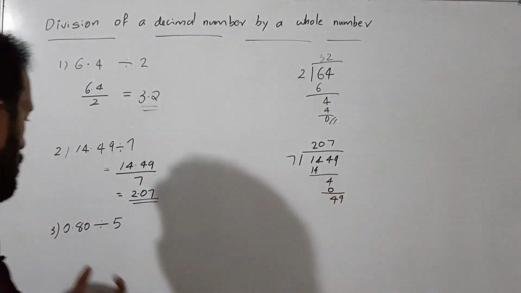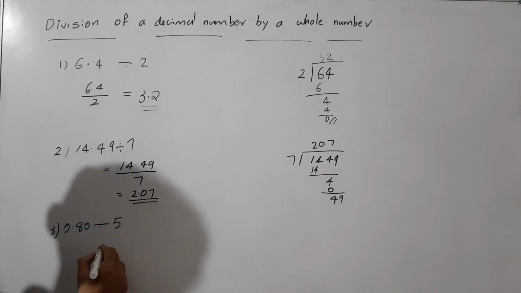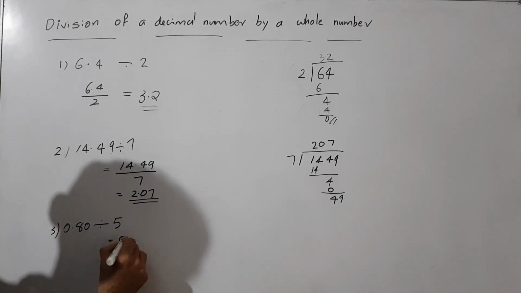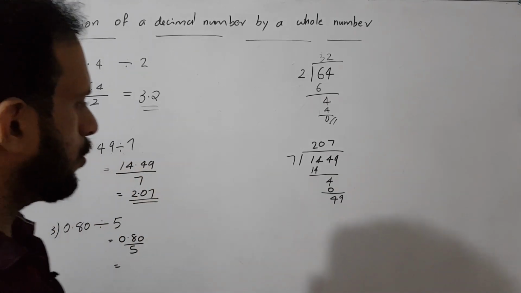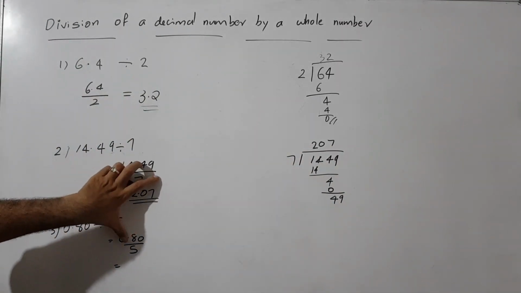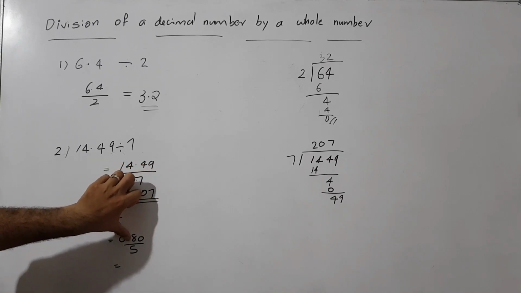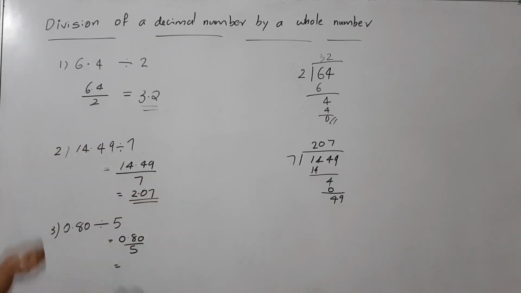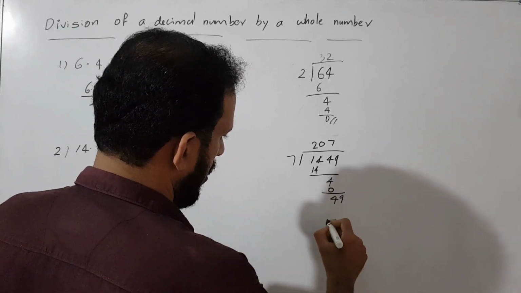Next we divide the third one. What is the third one? 0.80 divided by 5. Then how to divide? We just avoid, not consider, the decimal point. What is the number? 0.80 means 80, correct? So 80 divided by 5.